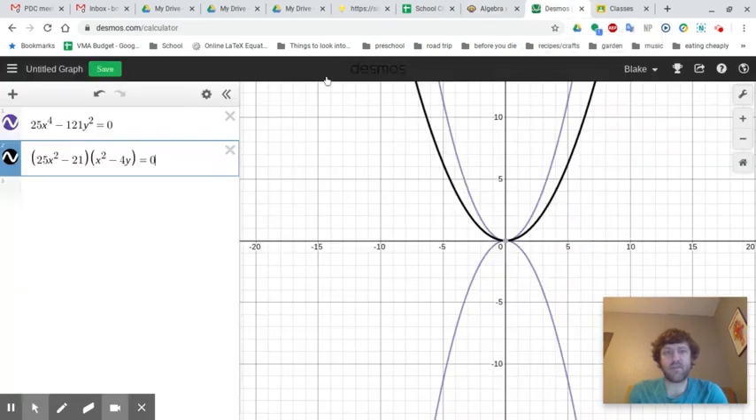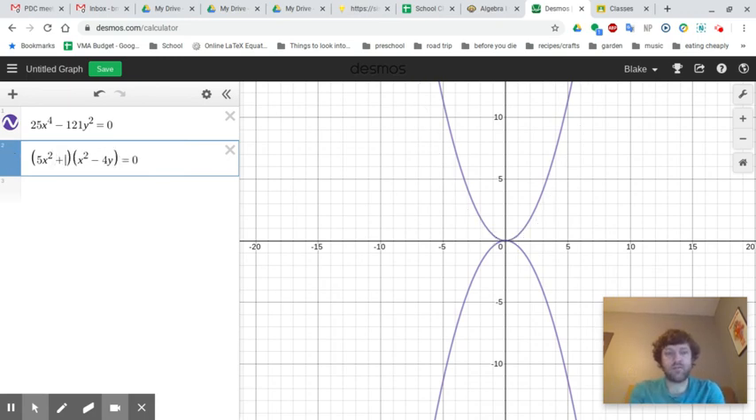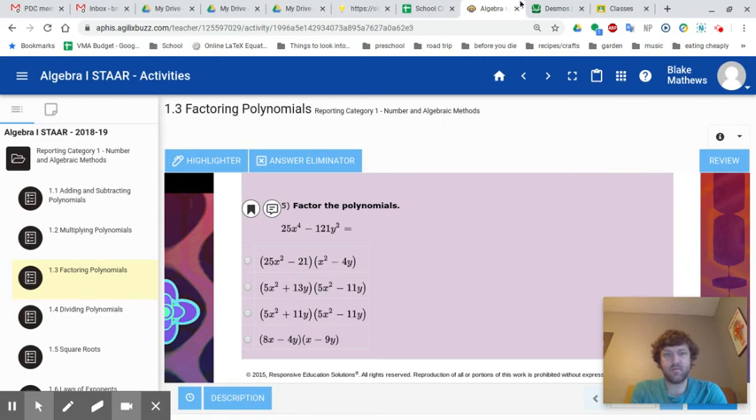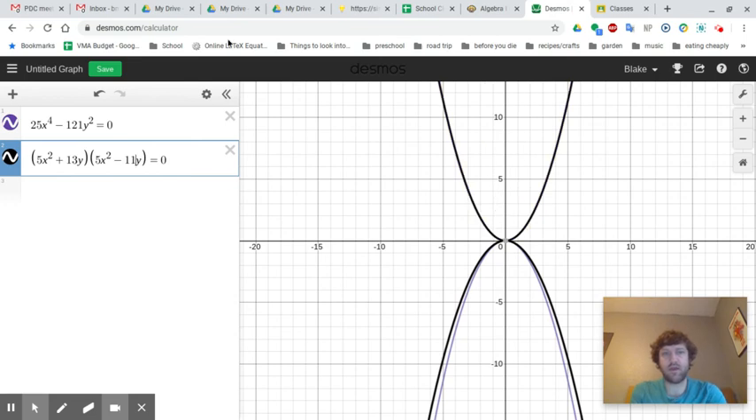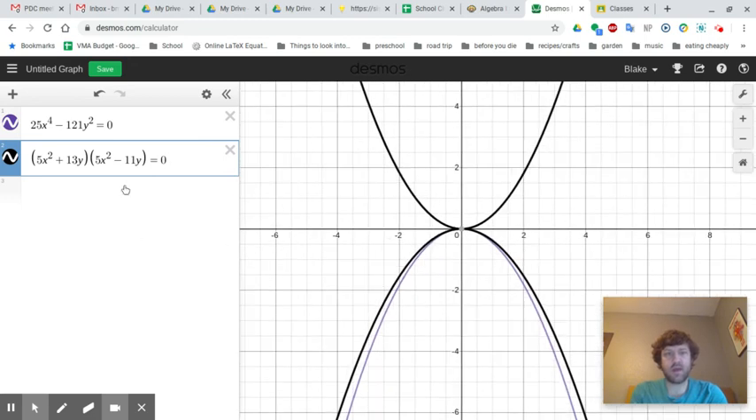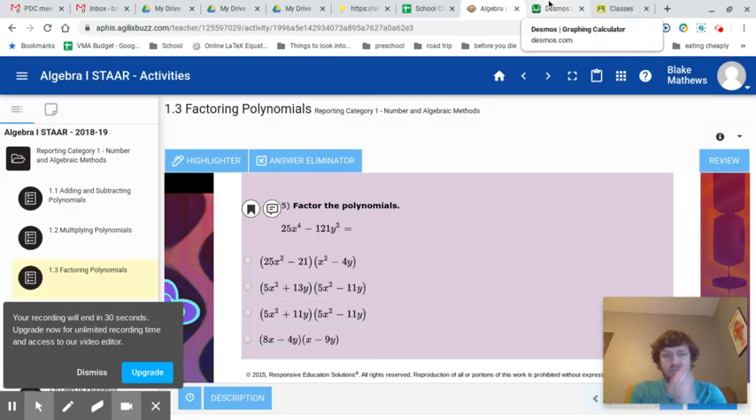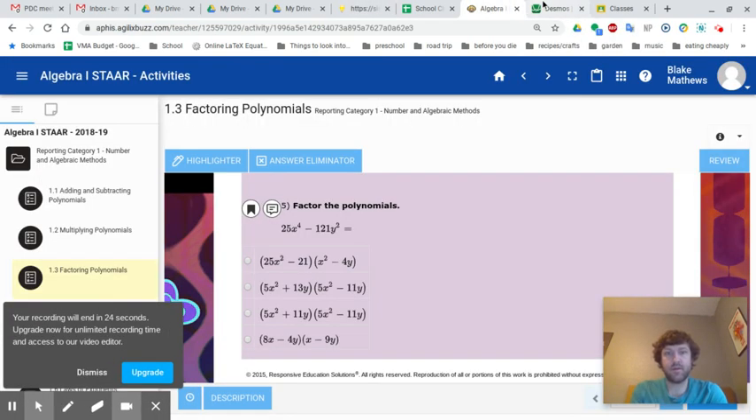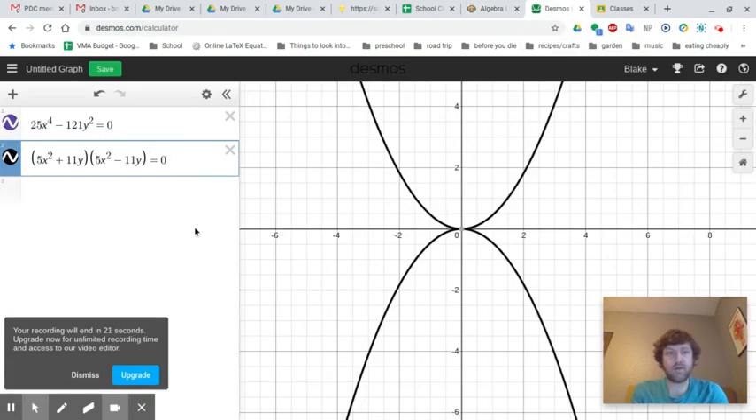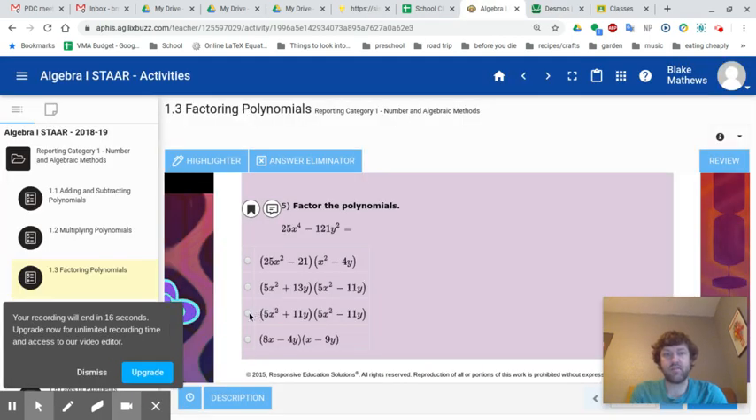And it's 5x squared plus 13y, I believe. Yep. And 5x squared minus 11y. So we'll see how we do with that. Okay, much closer, but not exactly right. So let's try our next one. 5x squared plus 11y and 5x squared minus 11y. Okay. This is answer choice 3, exactly the same. So that means that we know the answer choice 3, 5x squared plus 11y, 5x squared minus 11y is the correct response.